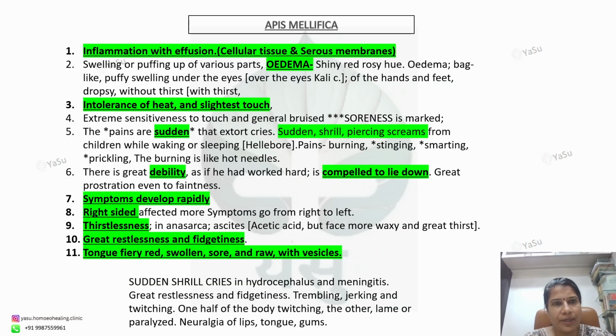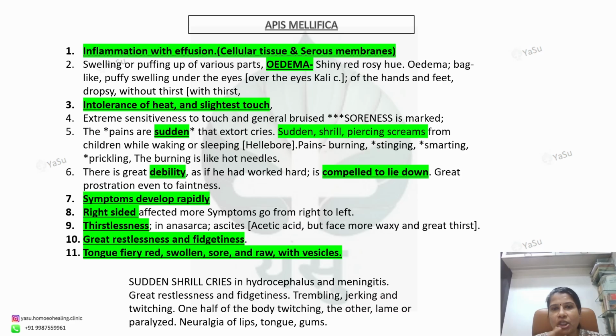Now we will see the general indication of Apis mellifica. So inflammation with effusion. In the cellular tissue also it will cause inflammation with effusion, so collection of the fluid, and serous membrane also it will cause inflammation with effusion. Now few things will be repeated, but it will be a revision also, and it will make us understand the importance of these symptoms also. So swelling or puffing of various parts.